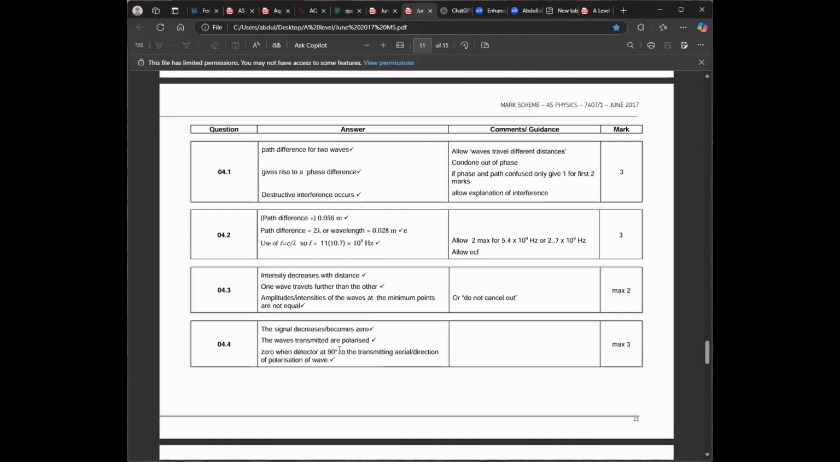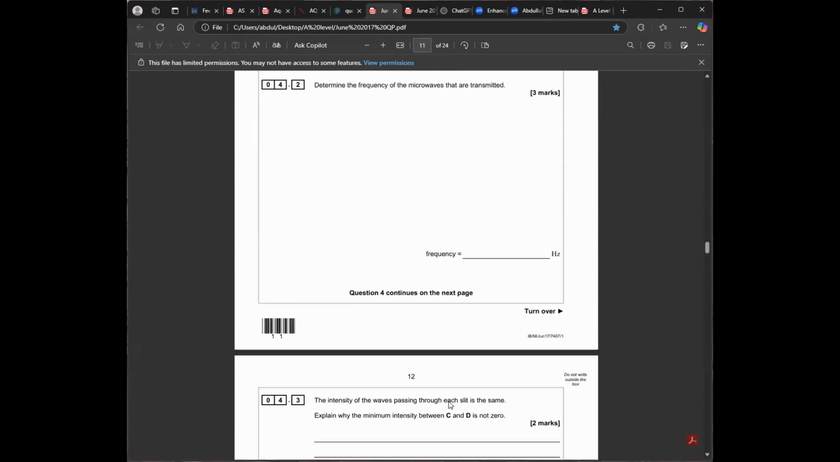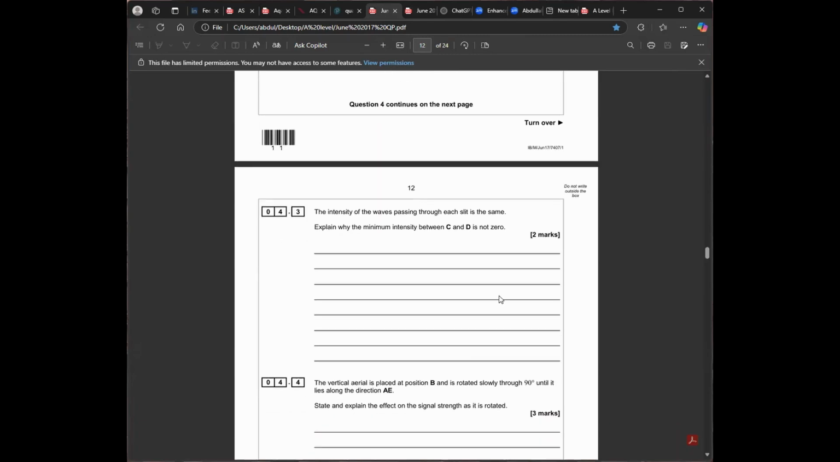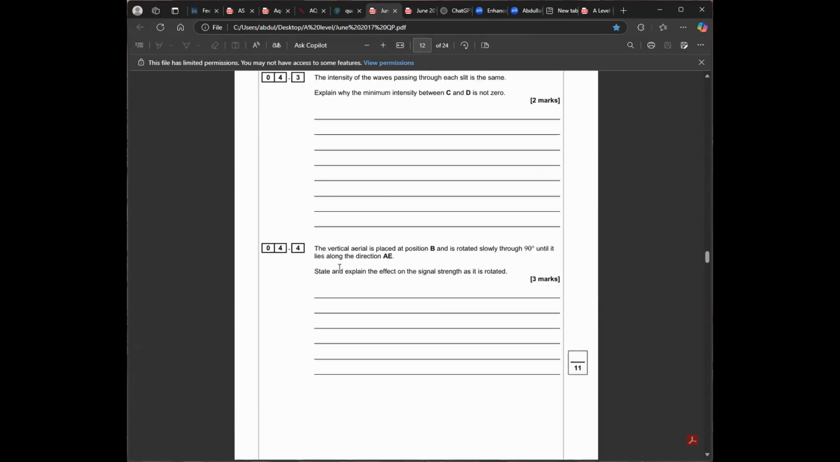That's the reason. Let me see if this is intensity. Yeah, so intensity decreases with distance. One wave travels further than the other. Amplitude and intensities of the waves at minimum points are not equal. So yeah, it was a 2 marks question, so we have to try to write at least that many factual statements, and our answer is correct. All right.